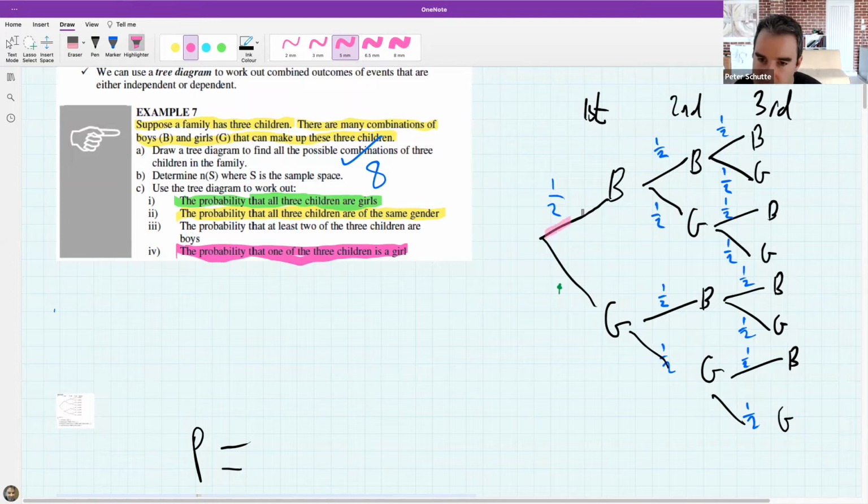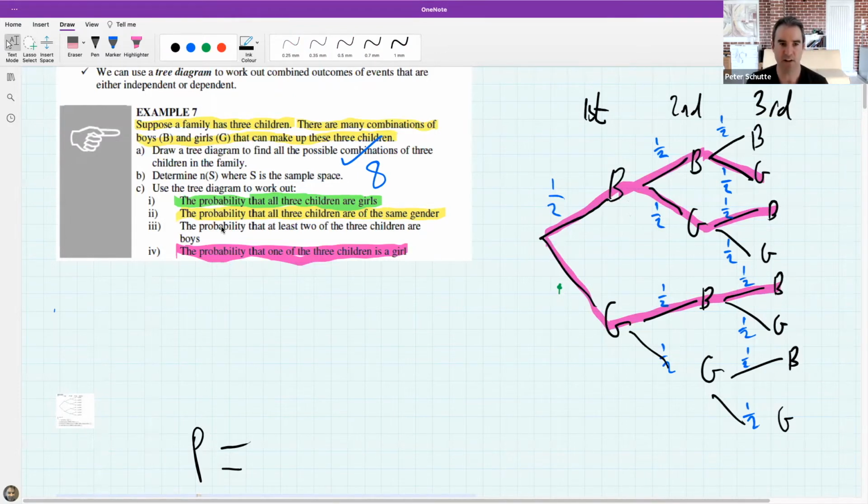For me, boy, girl, boy is 1 branch, or boy, boy, girl. So both of those only have 1 girl in the family. Or you could also have girl, boy, boy. Is there anything else that we've missed? So one of the 3 children is a girl. So 1, 2, 3. I don't see any other options that show that only one of the children is a girl.